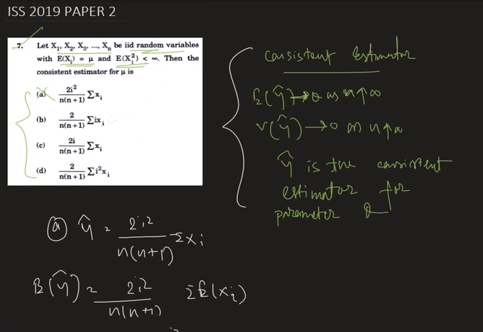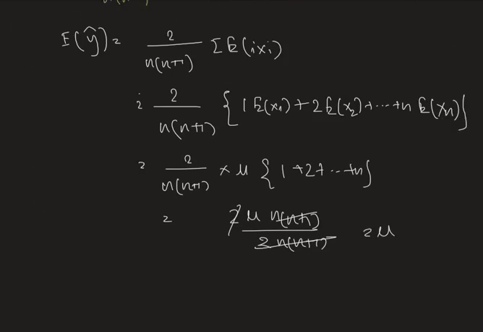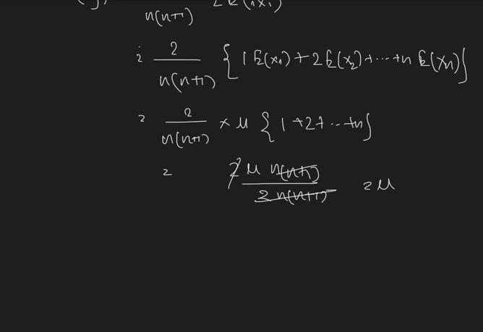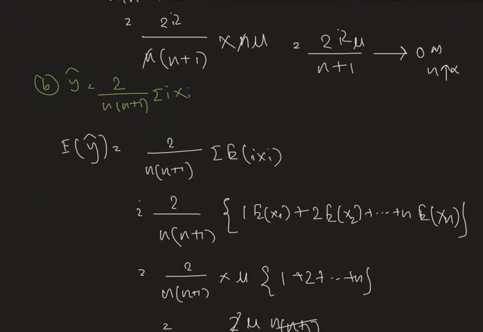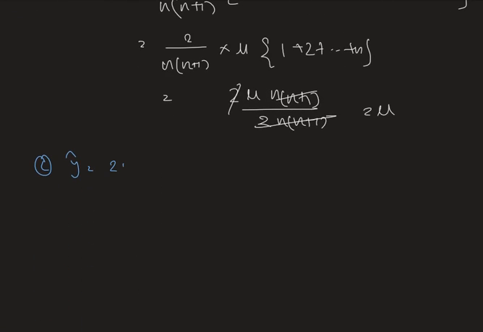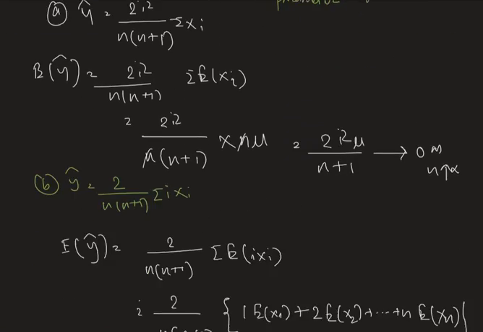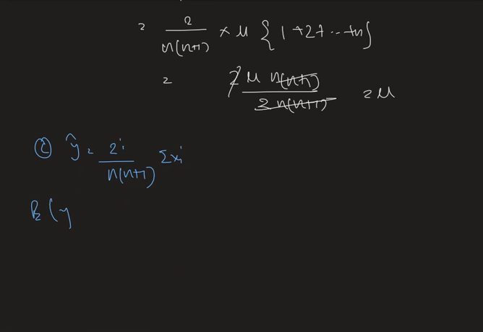We must be sure whether option B is correct or not, so let us check the other two options. Check option C. Option C is 2i divided by n into n plus 1 sum over xi. So therefore expectation of the estimator is equal to 2i divided by n into n plus 1, and here we get n mu. Therefore this is also not the correct answer.